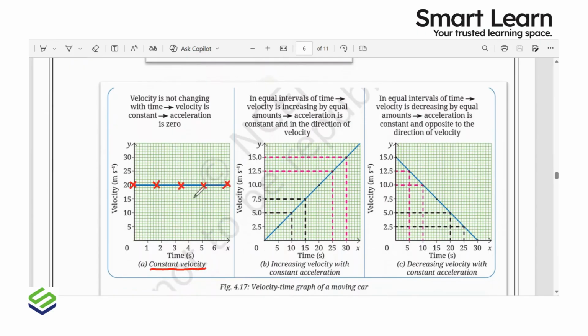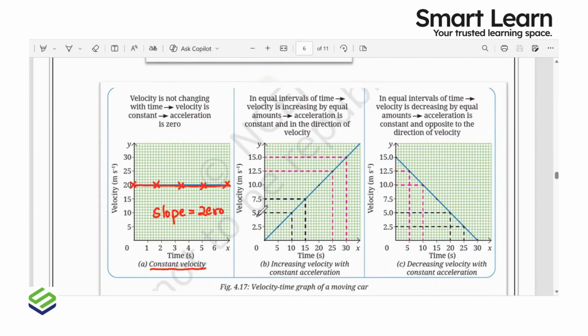So what will be the shape of the graph? For constant velocity, it will be a straight line parallel to the x-axis. And what will be the slope? There is no slope. Slope will be 0. What is slope? The angle which the graph makes with the x-axis. What is the angle which the graph makes with the x-axis? It is 0.